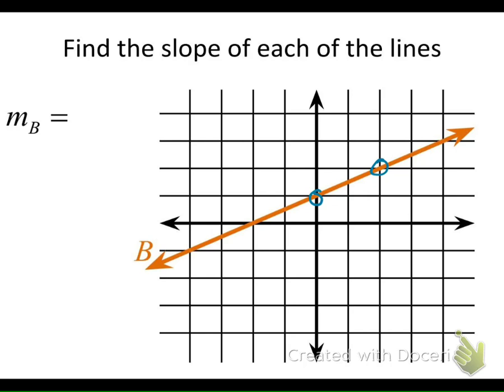So Kaylon, what's my rise? 1. Up 1 and over how many? 2. So slope is 1/2. All right. Does everybody have that? 1/2.